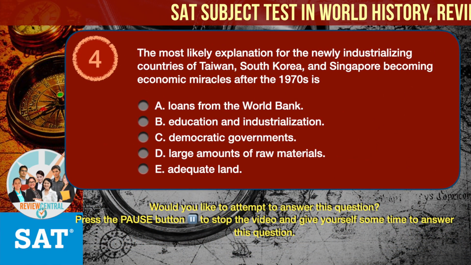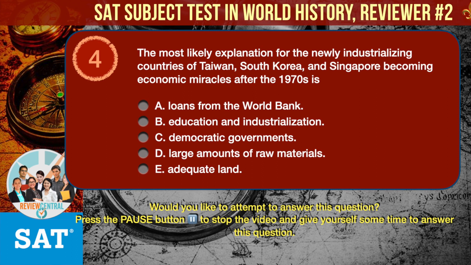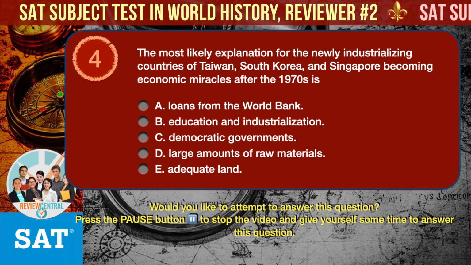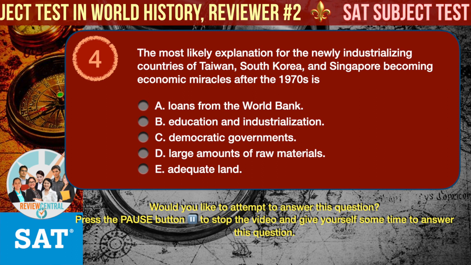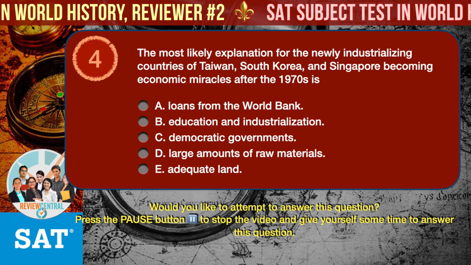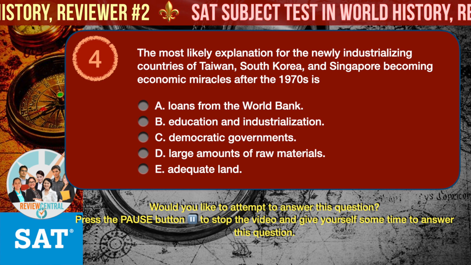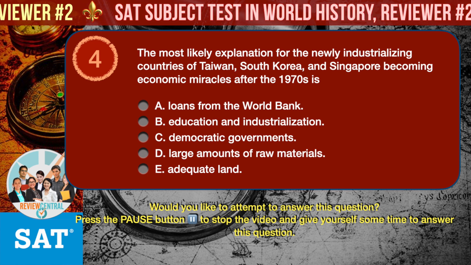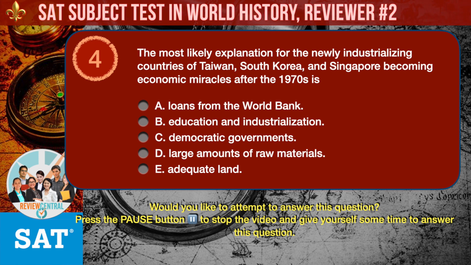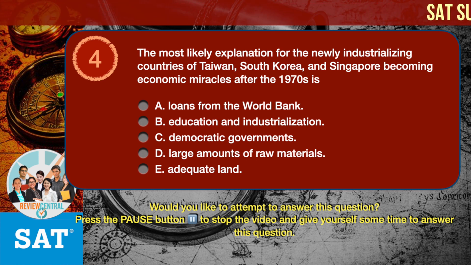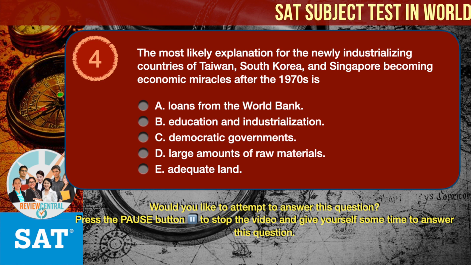Question number 4. The most likely explanation for the newly industrializing countries of Taiwan, South Korea, and Singapore becoming economic miracles after the 1970s is A. Loans from the World Bank. B. Education and industrialization. C. Democratic governments. D. Large amounts of raw materials. E. Adequate land.